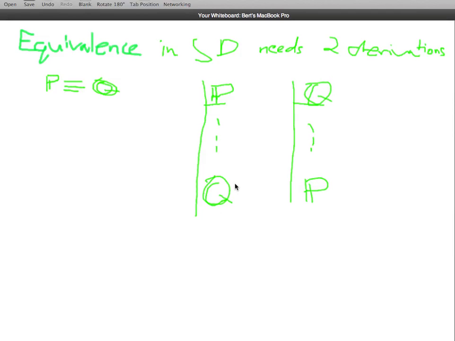So if I'm able to do this, if I can on the one hand make a primary assumption that P is the case and get Q, and then in a totally separate derivation, not a subderivation, if I can make my primary assumption Q and then get P, then I can say that P and Q are equivalent. So let's go over an example. And this is one that's actually from the text. This is 9J.